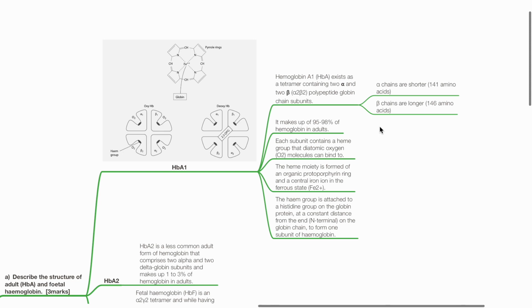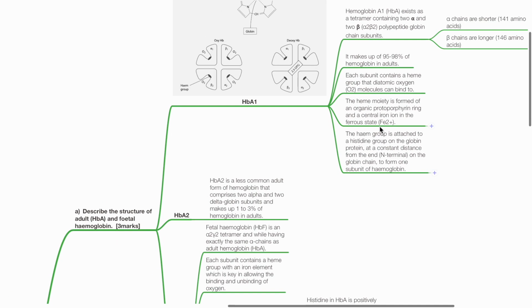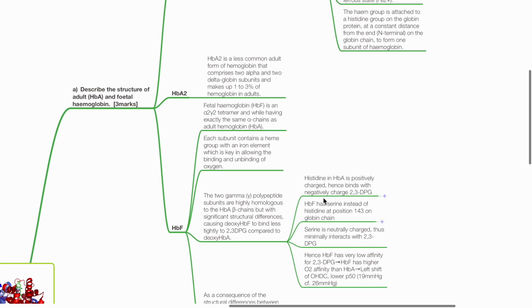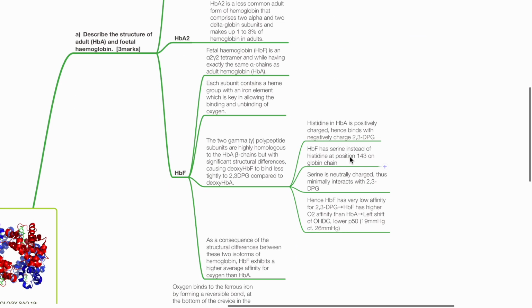Each subunit contains a heme group that diatomic oxygen molecules can bind to. The heme moiety is formed of an organic protoporphyrin ring and a central iron ion in the ferrous state, Fe2+. The heme group is attached to a histidine group on the globin protein at a constant distance from the end on the globin chain to form one subunit of hemoglobin. HbA2 is a less common adult form of hemoglobin that comprises 2 alpha and 2 delta globin subunits and makes up 1 to 3% of hemoglobin in adults.